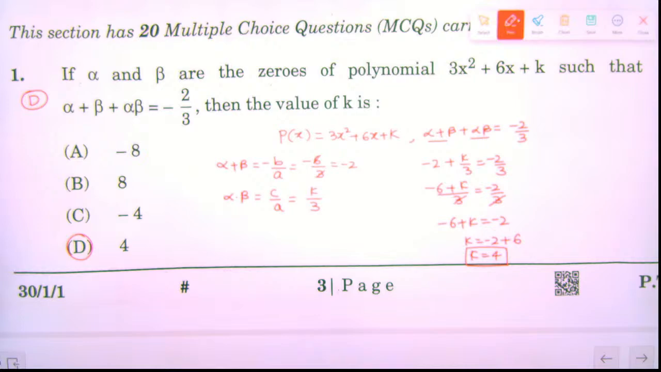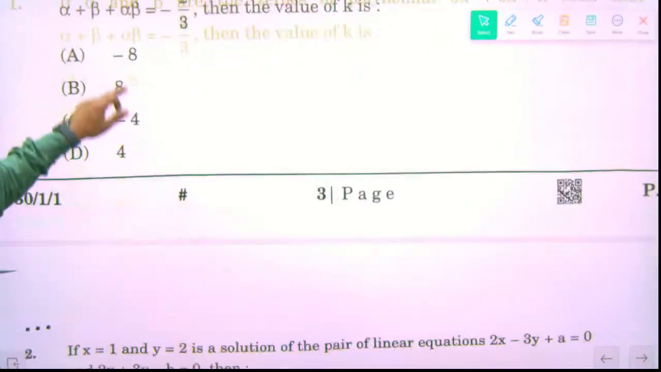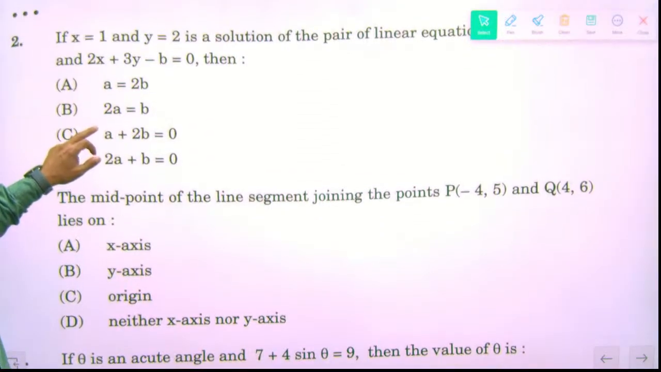So first question option is what? Option D, set 1. Set 1 objective. First question answer is option D. Now let's see what is next question. Question 2. Yeah, like this question is given.